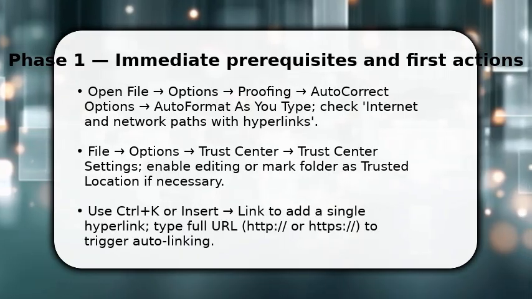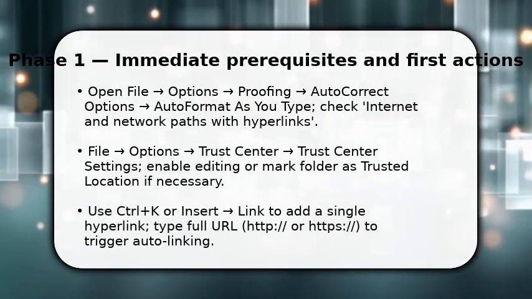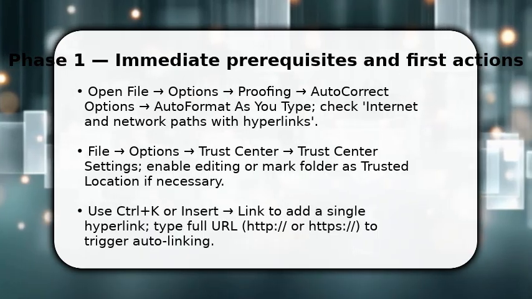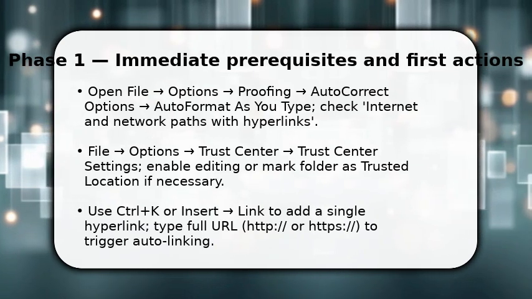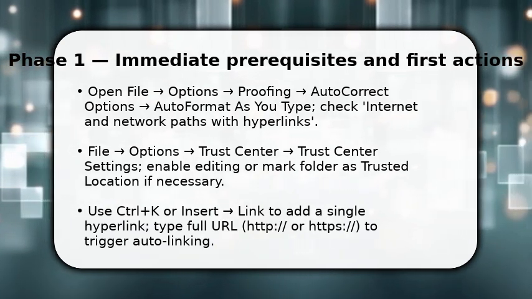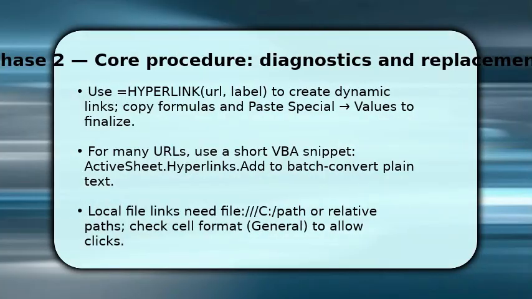Next, handle protected workbooks. Go to Trust Center and enable editing or add the folder as a trusted location so links aren't blocked. Finally, for immediate control, use Ctrl+K or Insert right arrow Link to add a hyperlink manually to the selected cell. Once the basics are set, convert or edit links in bulk.